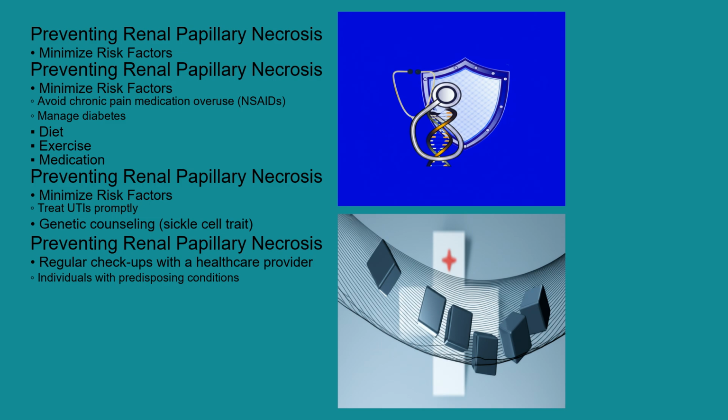Preventing renal papillary necrosis involves minimizing risk factors. This includes avoiding chronic overuse of pain medications, particularly NSAIDs, carefully managing diabetes through diet, exercise, and medication, and ensuring prompt treatment of urinary tract infections. Genetic counseling may be beneficial for individuals with sickle cell trait who are considering starting a family. Regular check-ups with a healthcare provider are crucial, especially for individuals with predisposing conditions.